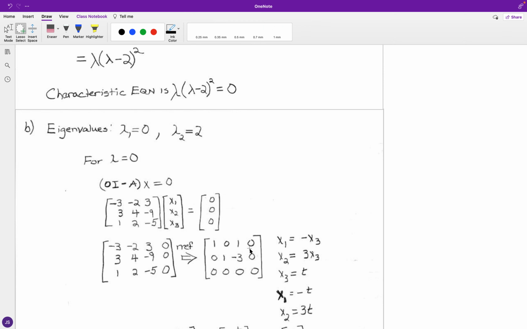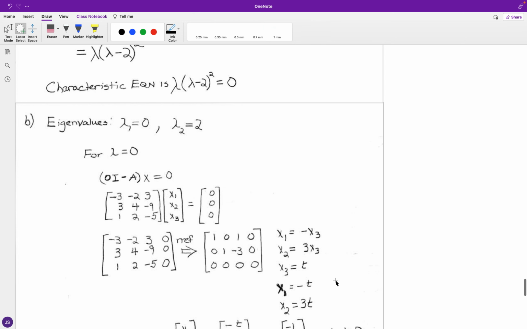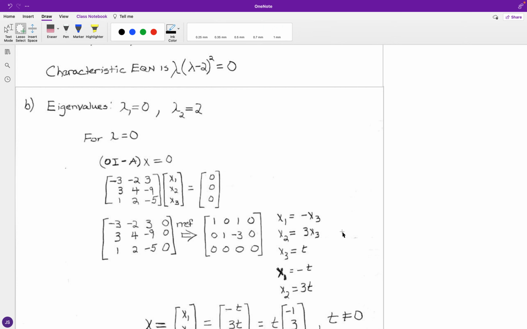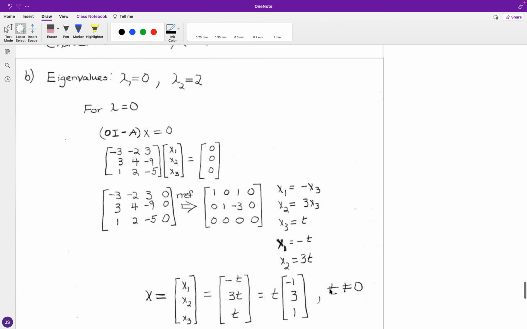So we have 1, 0, 1, 0. So this will translate out to x1 is equal to negative x3. Then we have the middle row, 0, 1, negative 3, 0, and that will be x2 is equal to 3 x3. And with zeros across, no contradiction, so we have a consistent system. And x3 is going to be a free variable, and we can set this equal to t. And from this, since x1 and x3 are of opposite sign, x1 is equal to negative t, while x2 is equal to 3t.